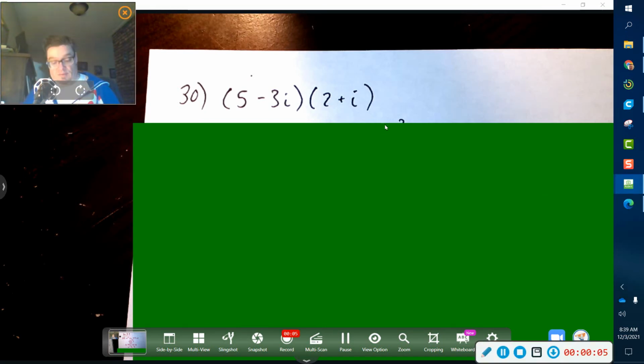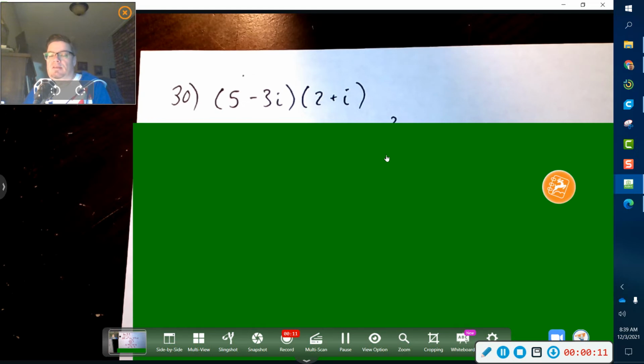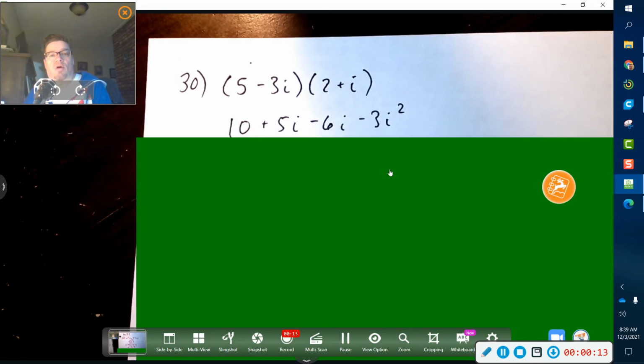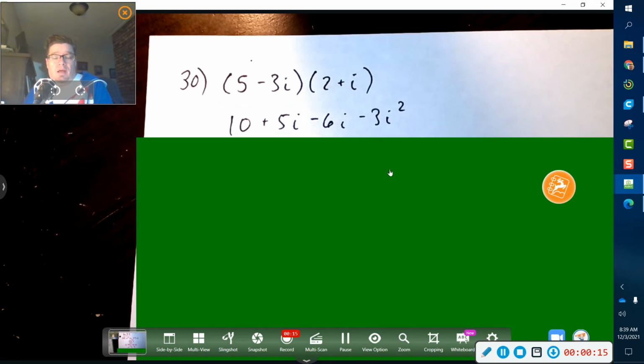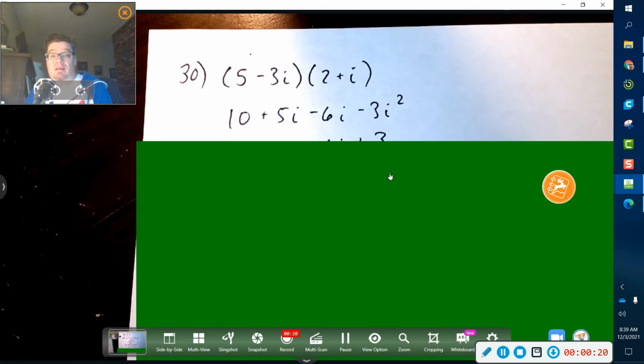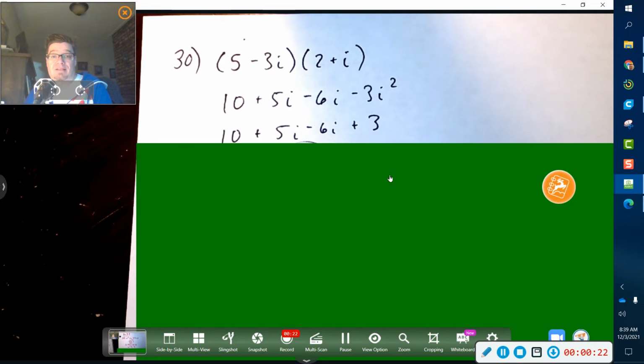Okay, so section 2.4, complex numbers and operations. We multiply these two. This is pretty cut and dry. You're going to use FOIL. And remember that if you ever see an i squared, you get rid of it because it's -1. So that -3 becomes +3.